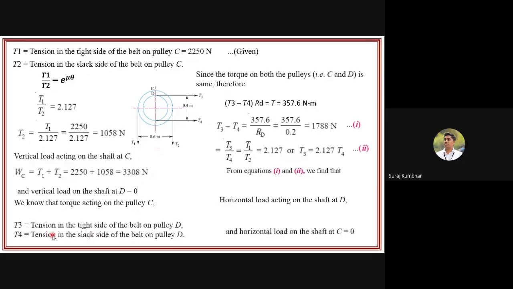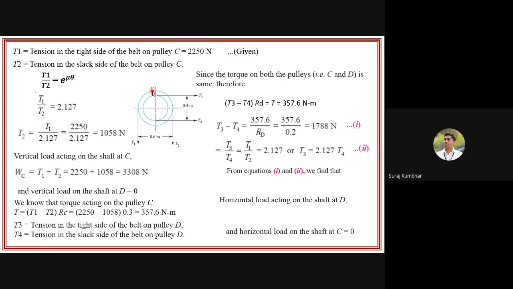Now, how to find out the torque on that particular shaft? T is equal to, the formula we saw earlier, T1 minus T2 into the radius of the C pulley. So T1 is 2250, T2 is 1058, into the radius of the C pulley, 0.3. So that's why 357.6 Newton meter will be your torque, the torque which is transmitted by the shaft or which is acting on C.